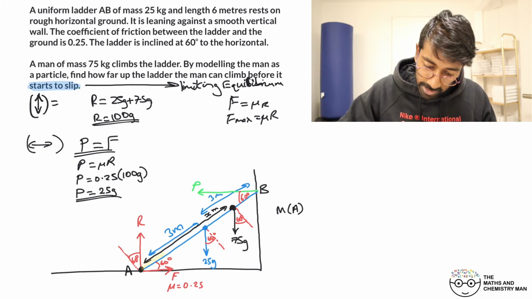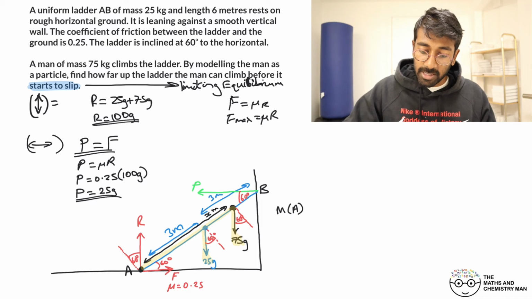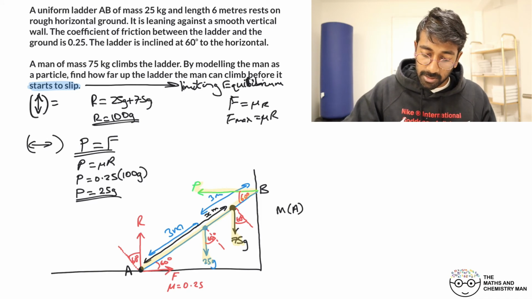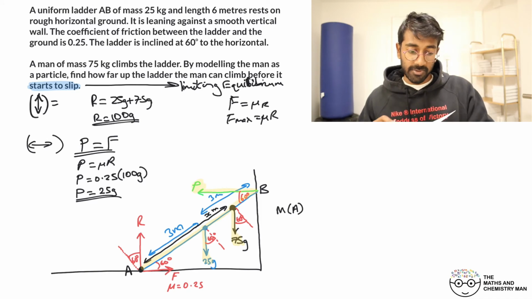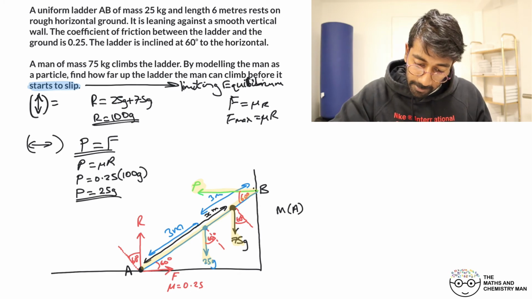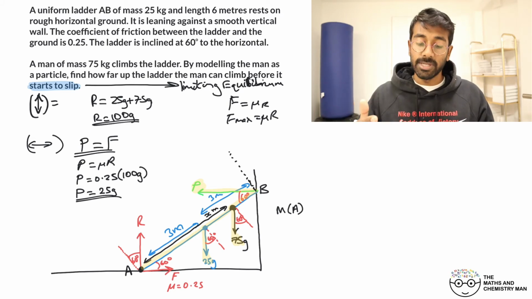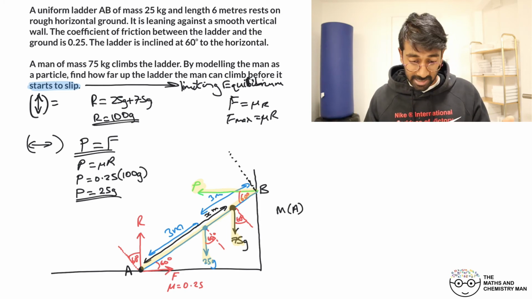So we need to go along here and we'll need to consider the 25G. We'll need to consider the 75G. And we'll need to consider the force P over here as well. Now what I'm going to do is quickly put in the perpendicular here. The reason I'm doing that is because, remember, to work out a moment you need to do the force times the perpendicular distance.